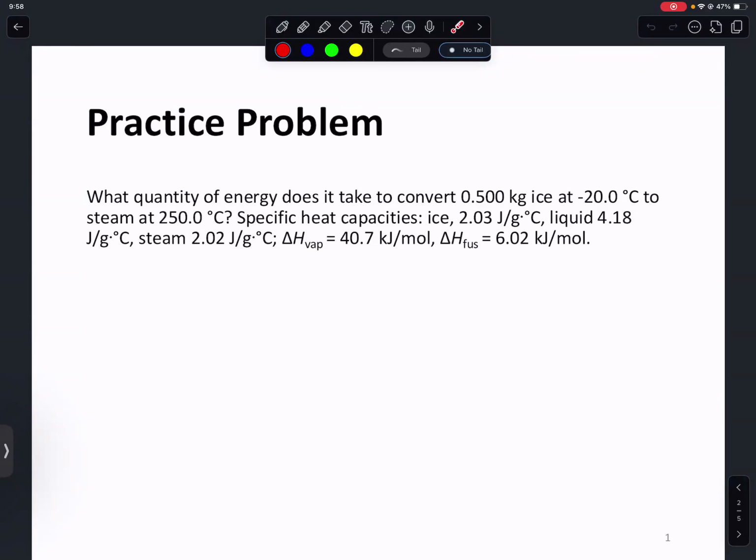different calculations to each step. So you have to discern between using Q equals MCΔT versus Q equals n times enthalpy of fusion or vaporization. So I'm going to start by drawing out the heating curve right here.